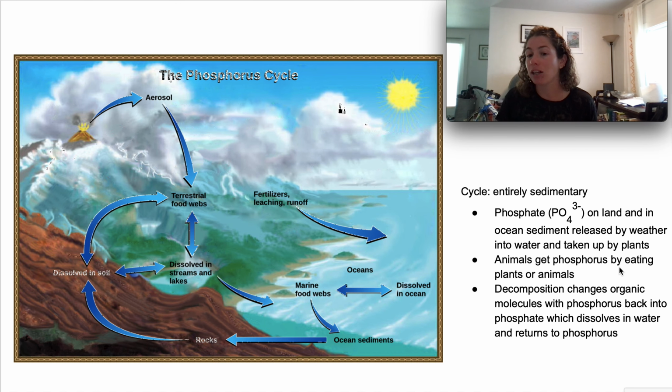This cycle is entirely sedimentary. So when we looked at the nitrogen cycle and when we looked at the carbon cycle, there were atmospheric components and also surface ground components and oceanic components. This is mostly in the soil. It's sedimentary. So phosphate is stored on land and in ocean sediment, and it's released by weathering, by erosion, into the ocean. Animals get phosphorus by eating plants or animals that have absorbed it from the soil or from the water. Decomposition is what changes organic molecules with phosphorus back into phosphate. But really it's erosion. You also get some leaching and runoff from fertilizers here too. We'll talk about that in a second.